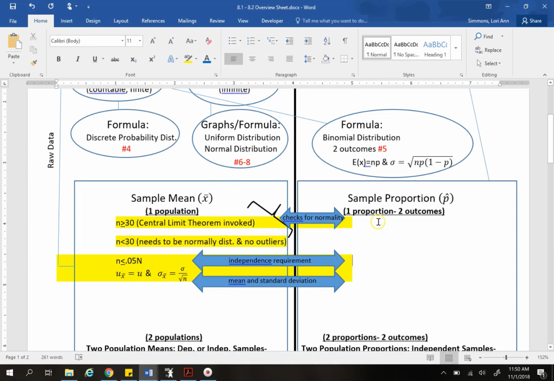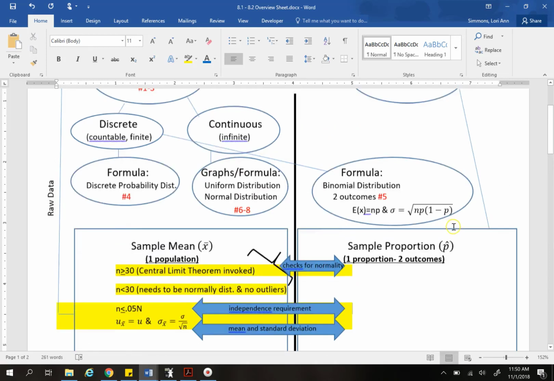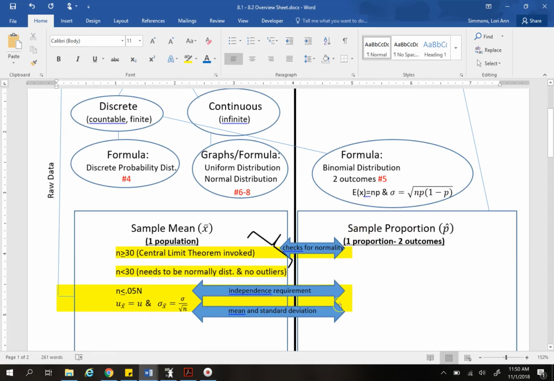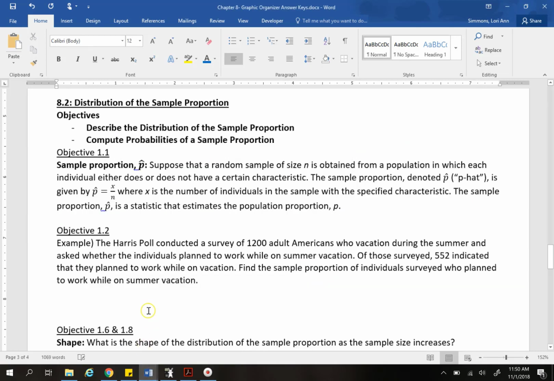And now for sample proportion, this is a qualitative characteristic or attribute. So far we've only worked with binomials. So we're going to use this information in 8.2 so we can then apply the normal distribution to the qualitative side of this. So let's get started.